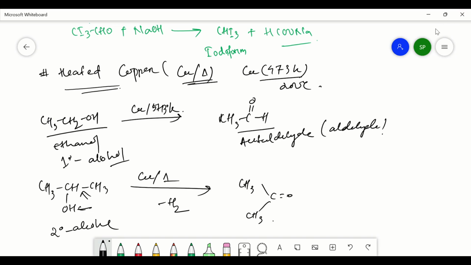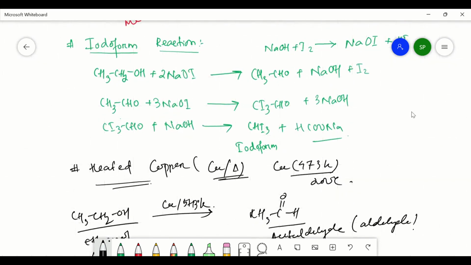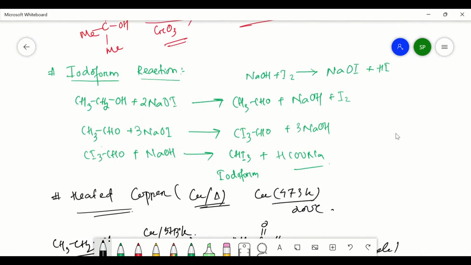Then we will see the iodoform reaction. Generally, this iodoform reaction is used for testing of primary alcohols. Like if you consider one primary alcohol along with one tertiary alcohol or something, we can distinguish the primary alcohol from the other by using the iodoform reaction. In the iodoform reaction, as mentioned in the product, this forms iodoform.